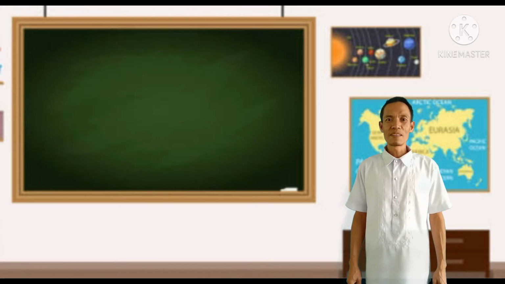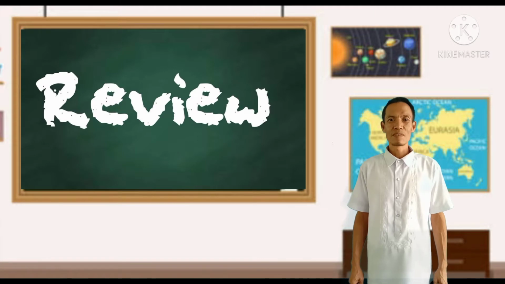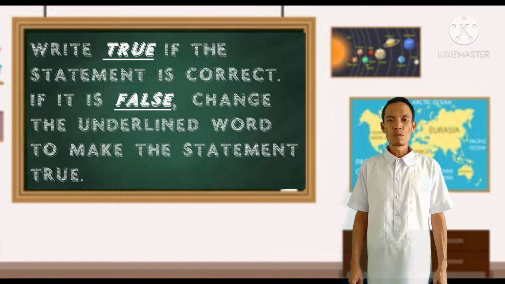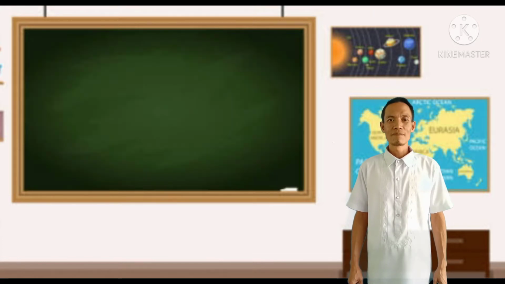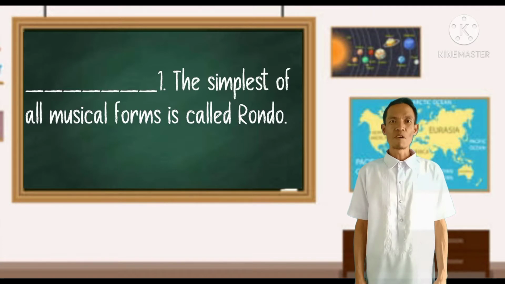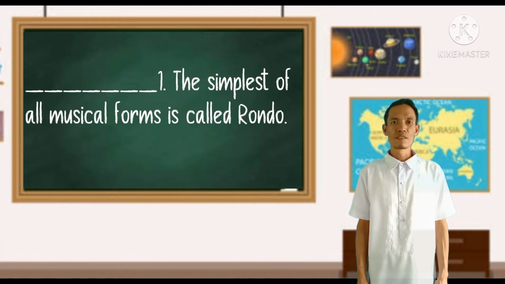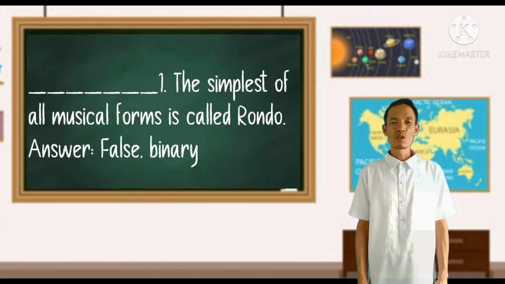Before we start our lesson, let's have a review. Write true if the statement is correct. If it is false, change the underlined word to make the statement true. The simplest of all musical form is called rondo. Is it true or false? The answer is false. Correct answer is binary.